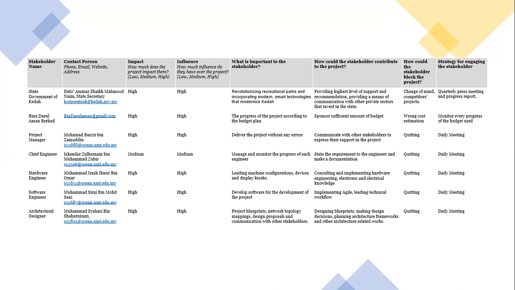And the fourth one is the chief engineer, Iskandar Zulkarnain bin Muhammad Zubir. He has medium impact and influence. The important part is to manage and monitor the progress of each engineer, and he contributes by stating the requirements to engineers and making documentation. Same as Bashir, it will block the project if he quits the project, and the strategy for engaging the stakeholder is daily meeting. Next, I will pass to Muhammad Irash.